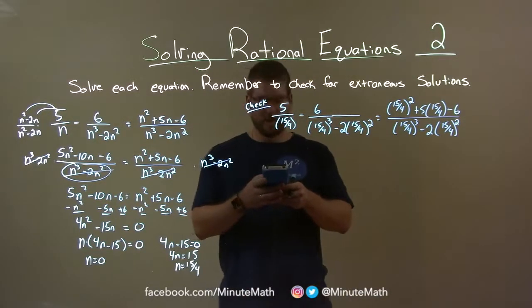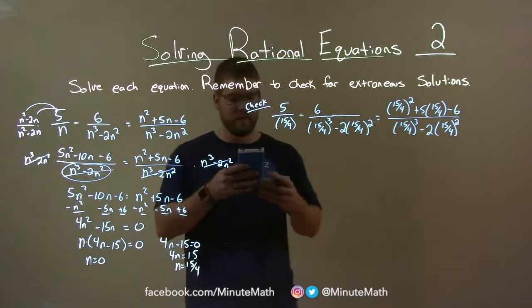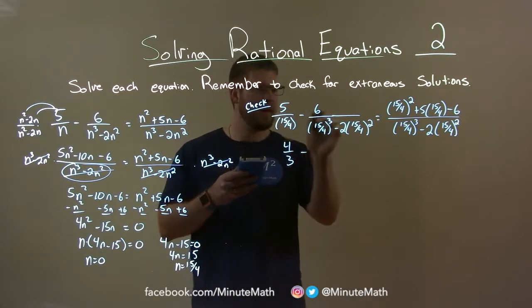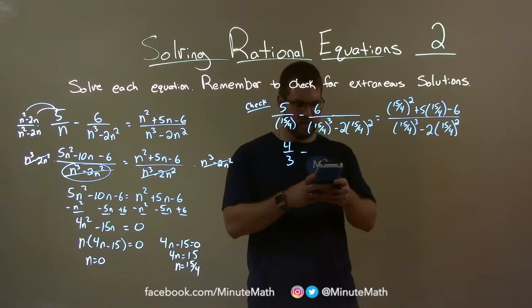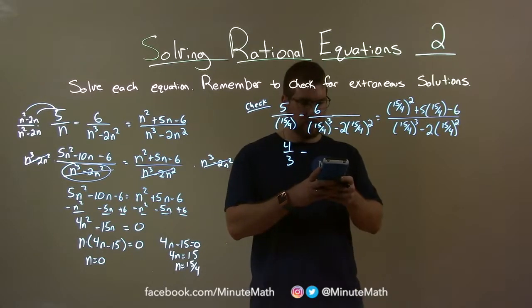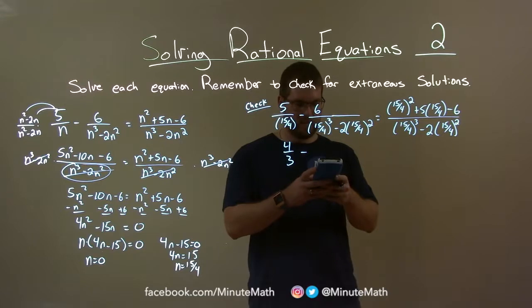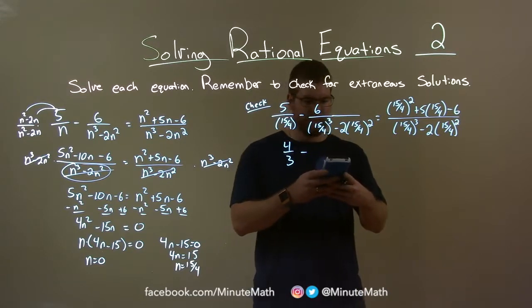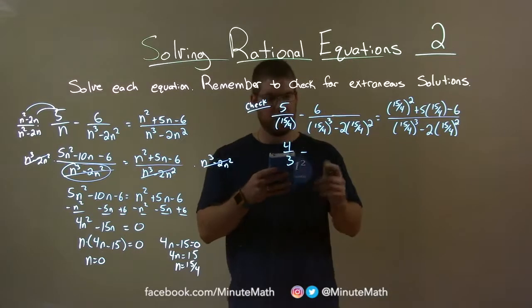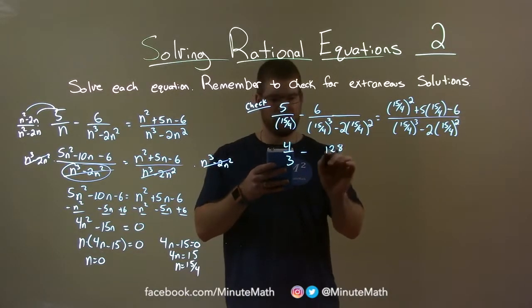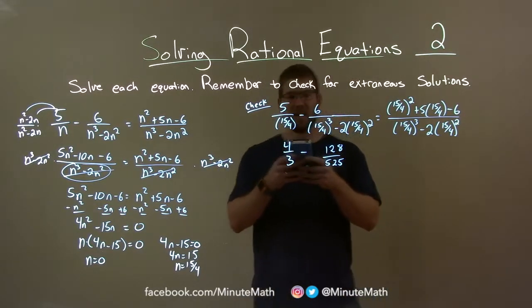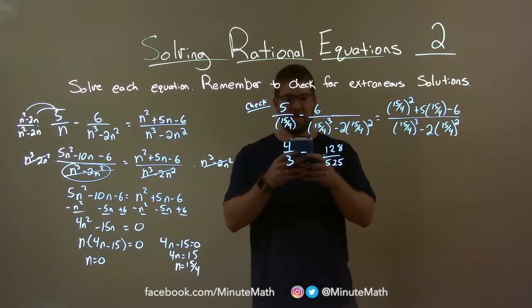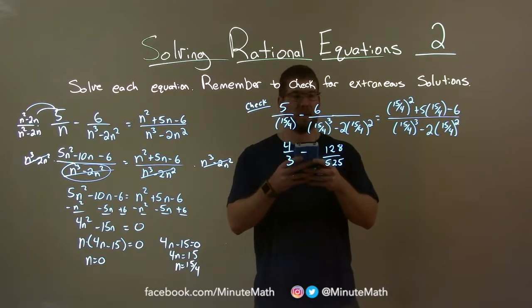What's 5 divided by 15 divided by 4? And that is a fraction, and it's just 4/3. Minus, this one's a little more complicated, 6 divided by 15 divided by 4 to the third power minus 2 times 15 divided by 4 squared. And we have 128 over 525. That might be a little red flag, so I'm just double checking my work. Looks like I did it right. We'll see.